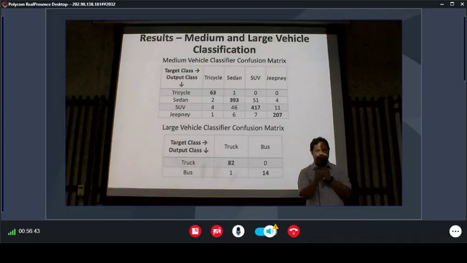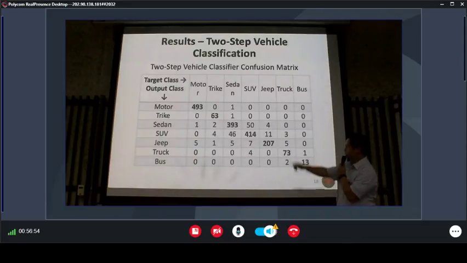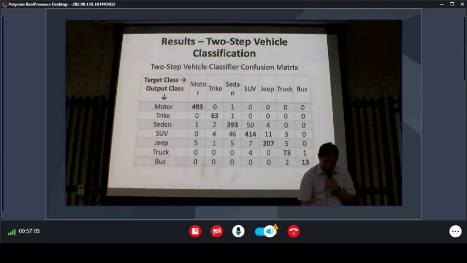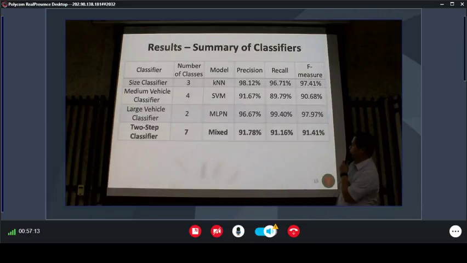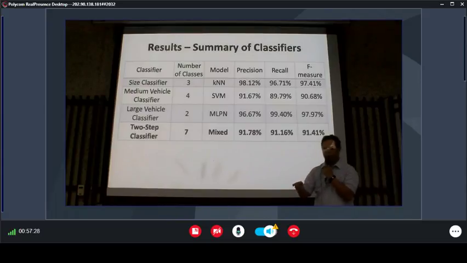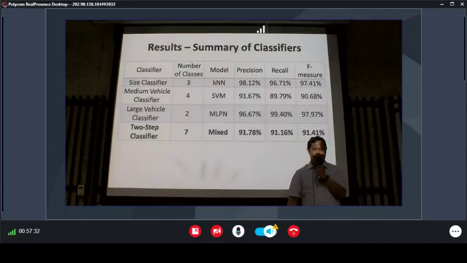So when we try to cascade the two classifiers, the first step, you try to classify small, medium, large, and then the next step, try to classify the other four. We have the following two-step classifier confusion matrix for all the seven types. So if you have a good number of diagonals, then more or less the performance of the classifier is good. And the summary of the results is that for the size classifier, KNN produced the best results. For the medium vehicle classifier, the SVM produced the best results. For the large vehicle classifier, we have the MLP for the best results. So there's no one classifier that can actually be used to classify all the distinguishing classes. So we used a mix of those classifiers.